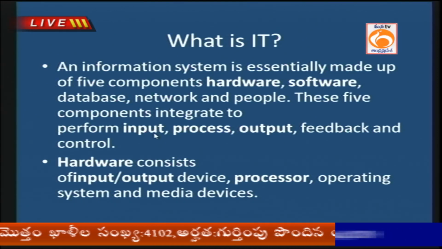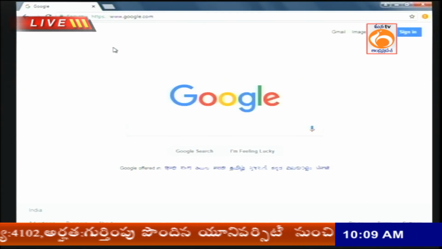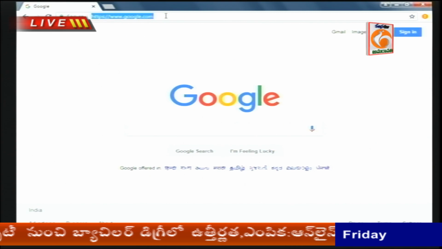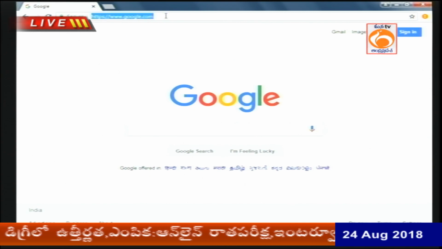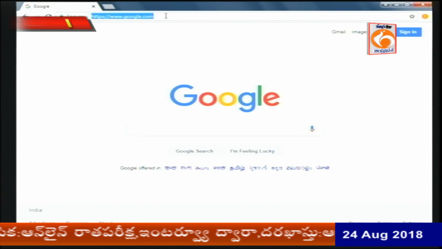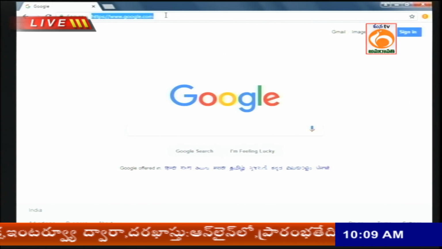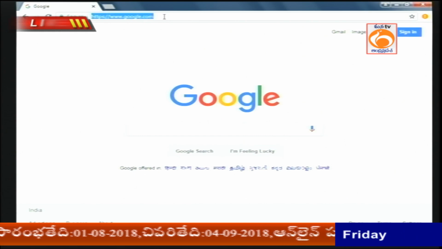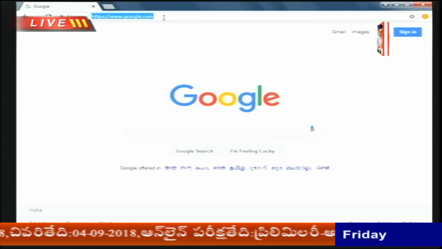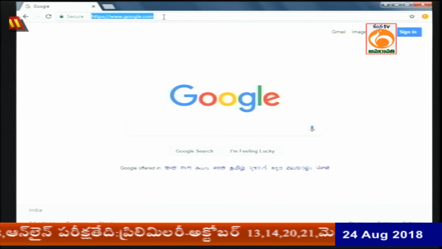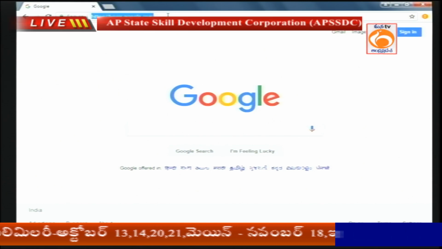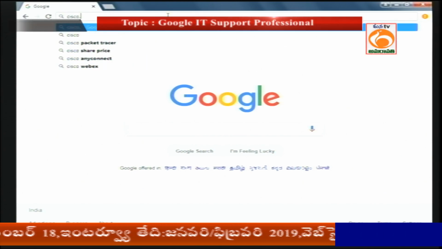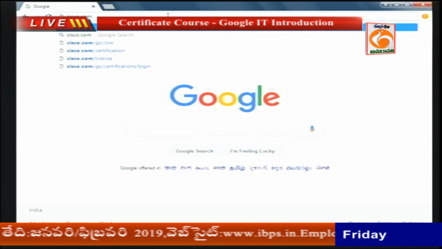Just a little while ago we had opened this application, and in this application we have given some input. This input is taken by the computer, the operating system, and then it processes it with the help of the network, and then it will give us the output. Let us look at another website. For example, we go to say cisco.com. This is one organization.